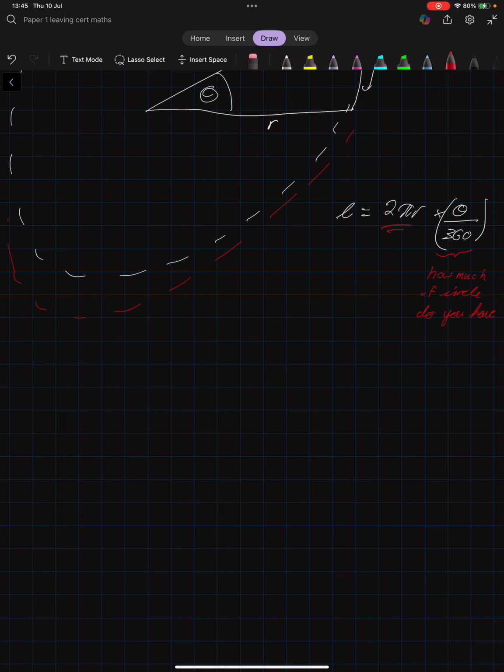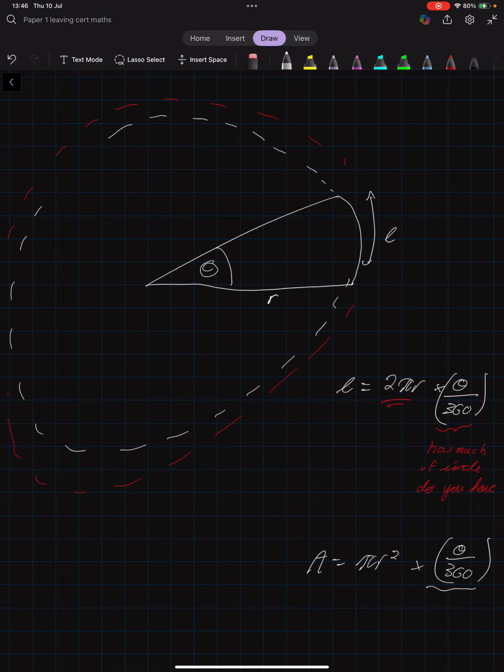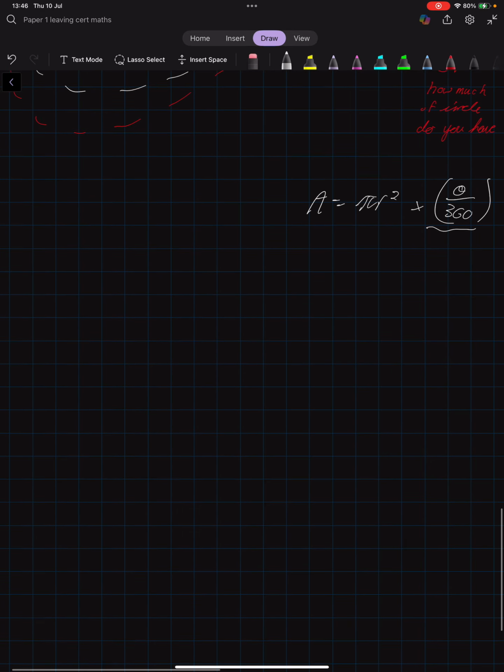So you also have the area. The area is quite literally the exact same thing. It's just pi r squared multiplied by theta over 360. So again, it's just this idea of how much of the circle you have, and obviously the area, if you cut a bit out, is just how much have you cut out, basically. Okay? So hopefully that's all okay.